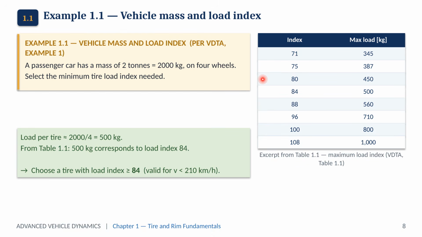So the answer is to choose a tire with a load index of 84 or higher, valid while the car stays below 210 kilometers per hour. In the excerpt table, index 80 gives 450 kilograms and index 96 gives 710 kilograms. In the next part, we will look at the speed rating and at the geometric calculations from the tire code.